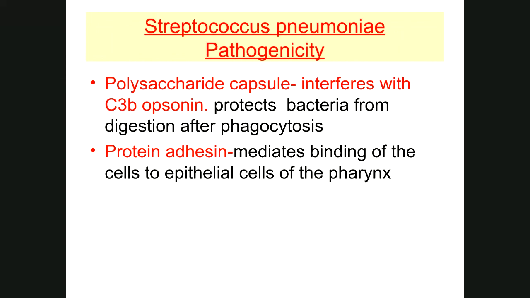The organism is ultimately not as virulent as group A strep. It only has one virulence factor, and that is the polysaccharide capsule that interferes with or destroys C3b opsonization. That's all it has. It does have adhesins that allow it to stick to the respiratory epithelium.